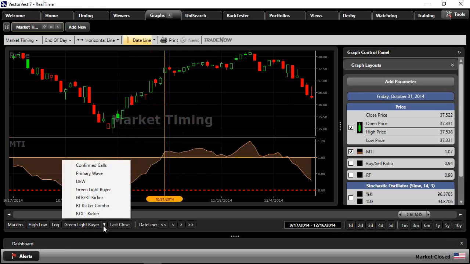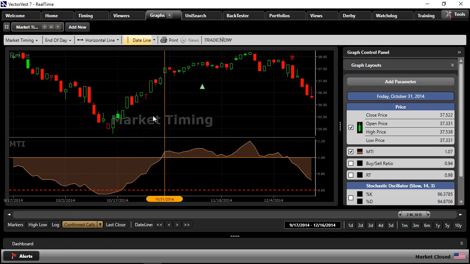The confirmed market call generally follows a few days or so after the MTI crosses above 1. They very well may occur at the same time. But with the MTI crossing above 1, that's the beginning of phase 2. That's called, again, the uptrending phase.